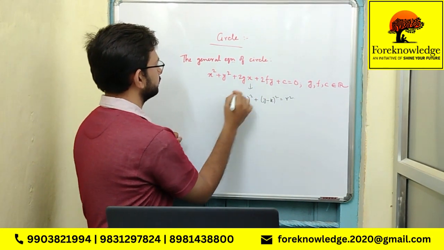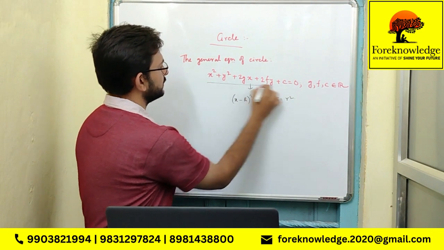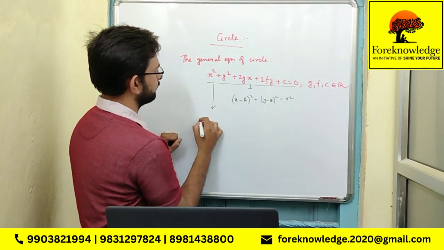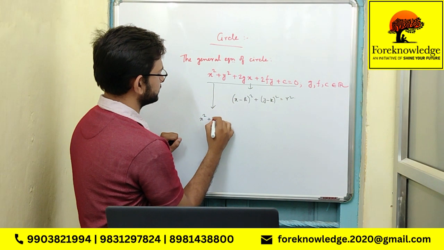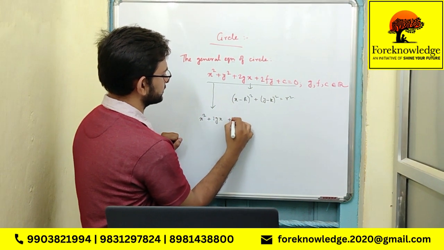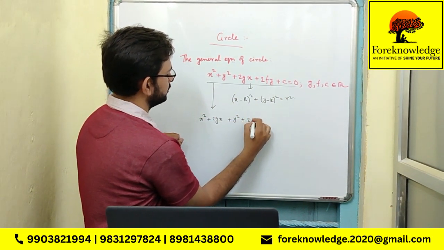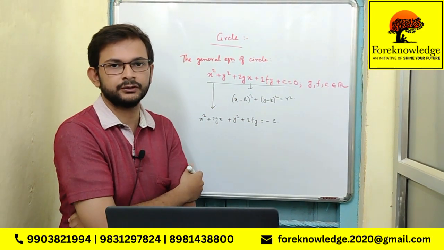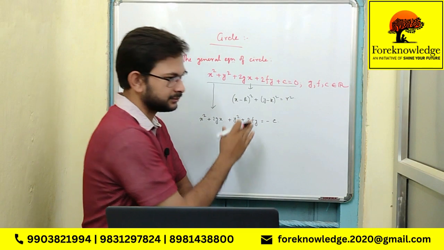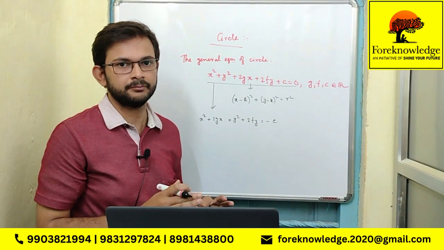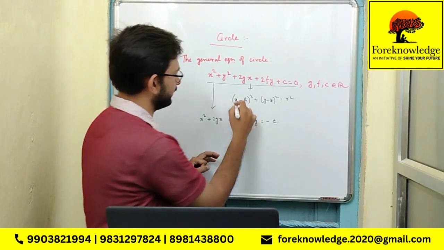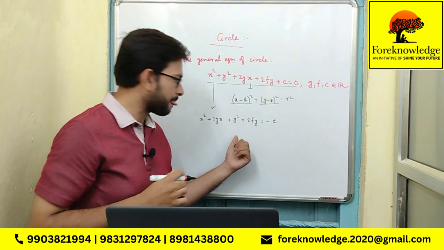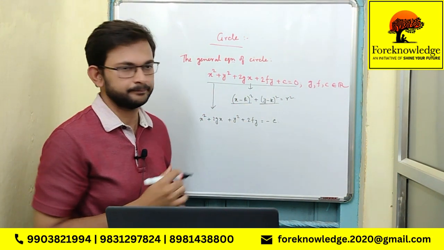So consider this equation. I am writing it here: x square plus 2gx plus y square plus 2fy equal to minus c. First of all, the first step is to make this a perfect square. Bring not one but two perfect squares in the left hand side.